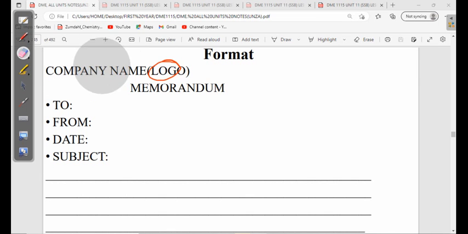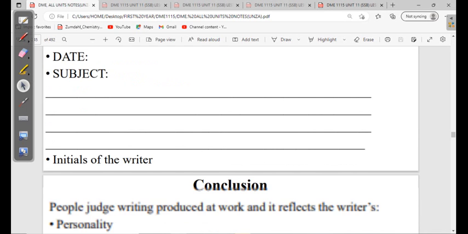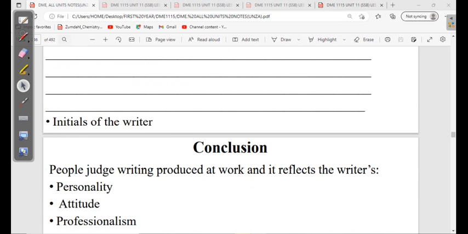It will be written to maybe the student populace, from the University of Zambia Senate or the Department of Medical Education, DME, and the date is going to be put. The subject can state maybe the date of the DME test, and then the information is all going to be given with everything. Okay. And then somewhere near the end there will be the initials of the writer, that is the abbreviations or the letters or the names of the writer.